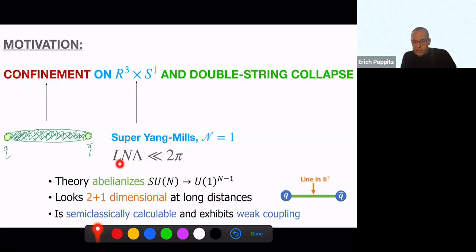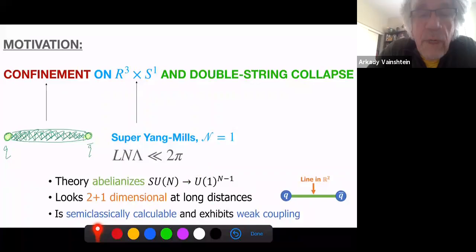And when that happens, if that scale is much bigger than lambda, it's pretty clear that the coupling is weak. There is no charged matter under this Cartan subalgebra. So there is a weakly coupled theory, which is 2+1 dimensional at long distances, and it's semi-classically calculable. So it's quite an interesting setup.